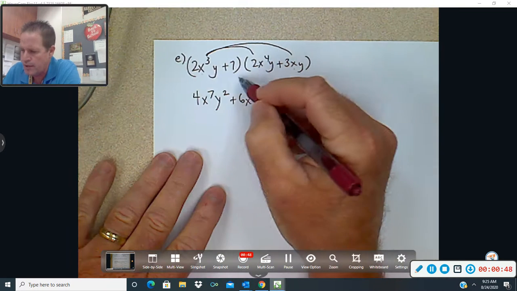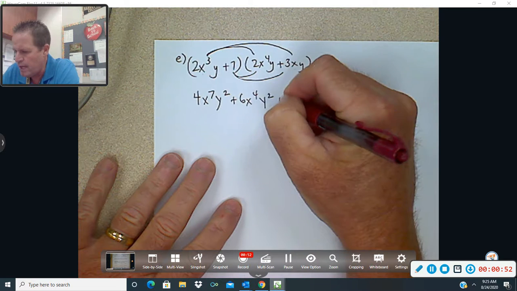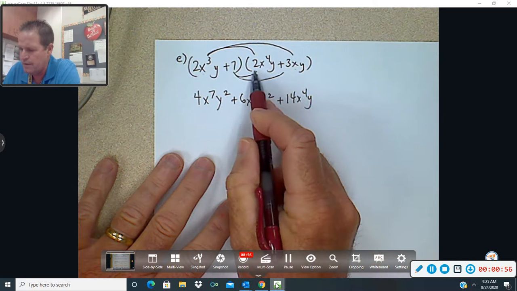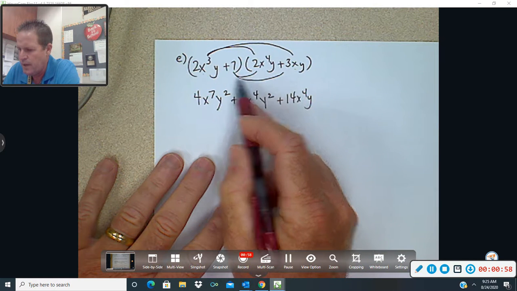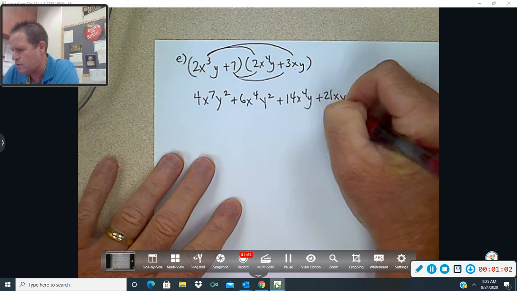Okay, now we're going to go ahead and distribute our 7 to both parts. So if we do that, we're going to have 14x to the 4th y. 7 times 2 made the 14. X to the 4th y, and now 7 times 3, we're going to have 21xy.